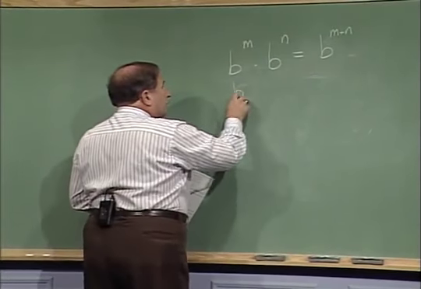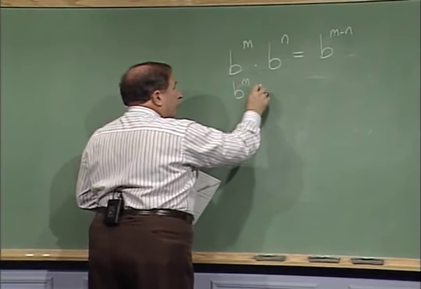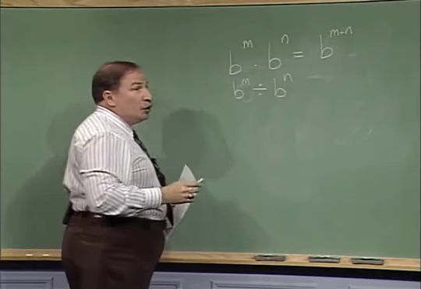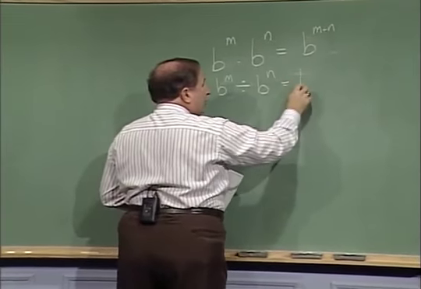If you divide two numbers with the same base, you keep the base and subtract the powers.